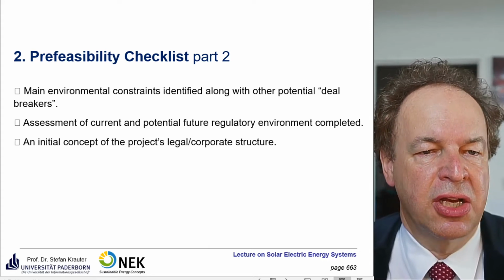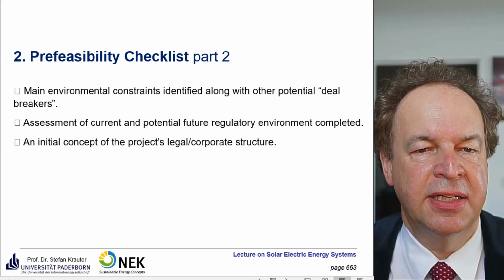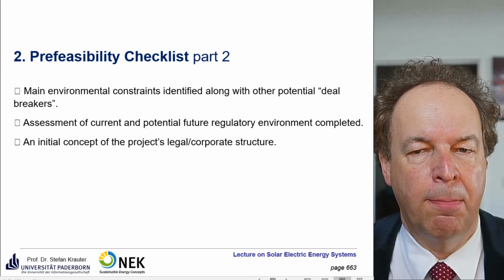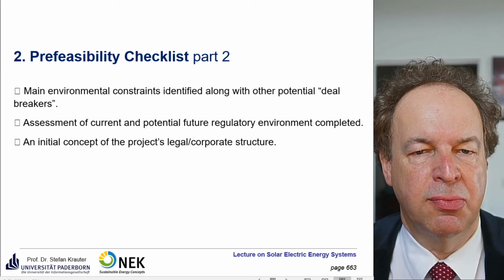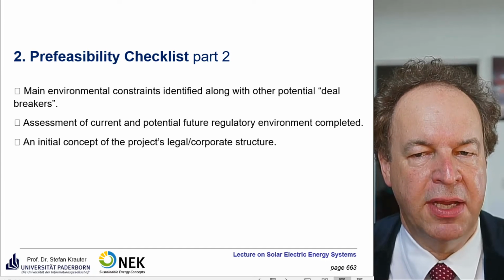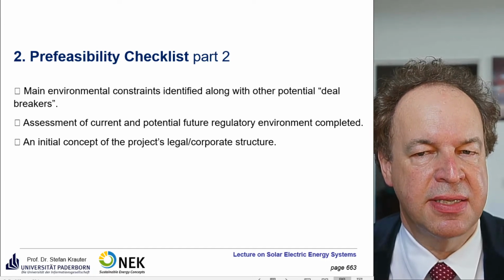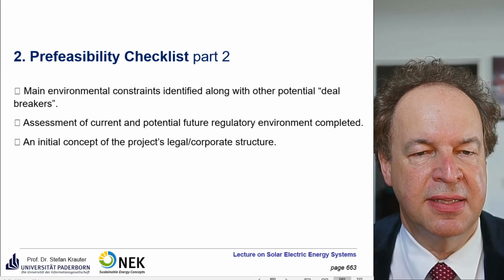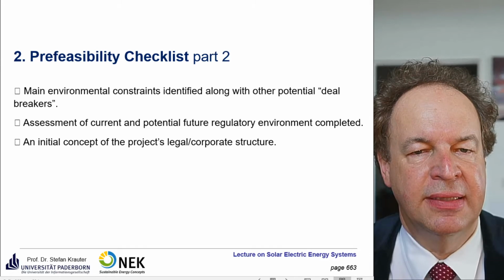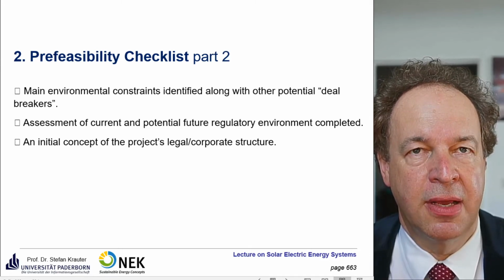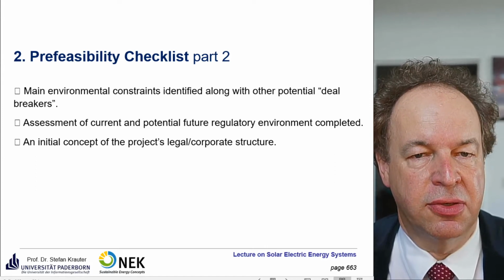Then an initial concept of the project's legal and corporate structure. Usually you form a company for the power plant, so it's easier to sell, because you have both the power plant and the ground, and you make one package out of it and sell it together as a company. Also, taxes are usually lower than when selling land and then equipment. It's usually called a special purpose vehicle. That's the construction.